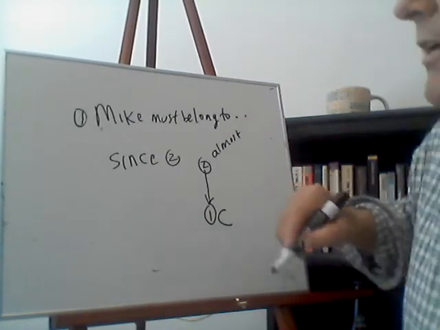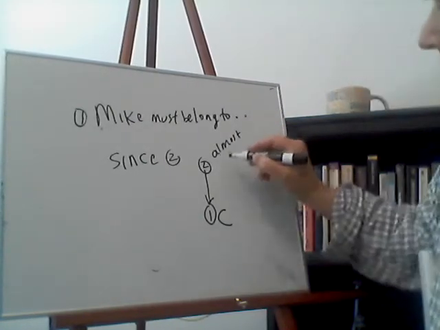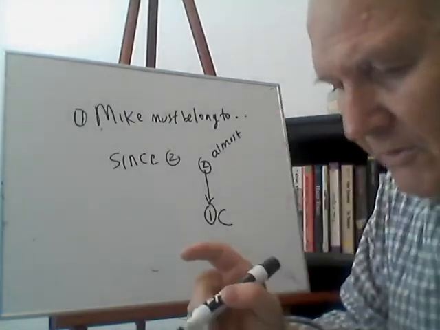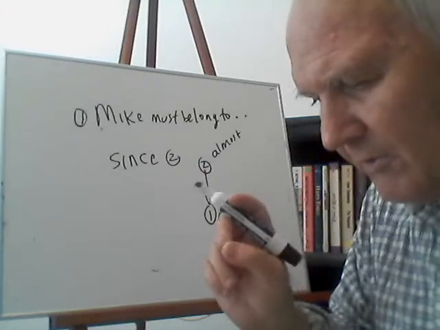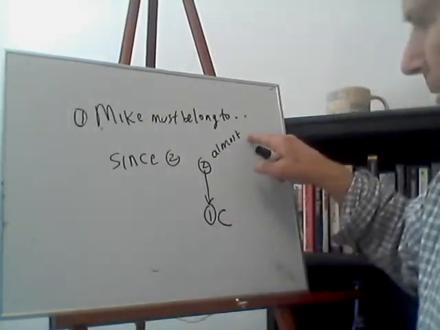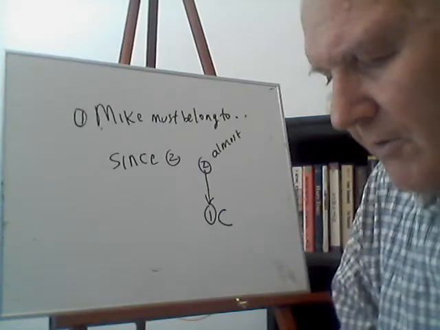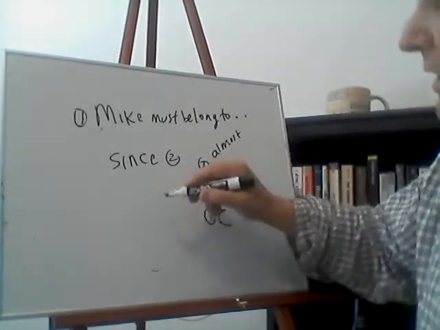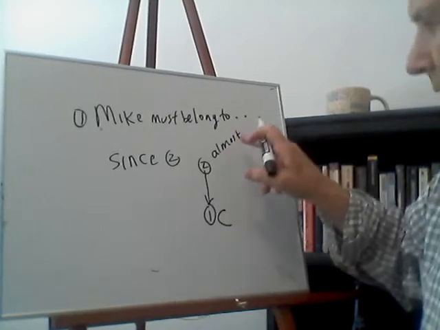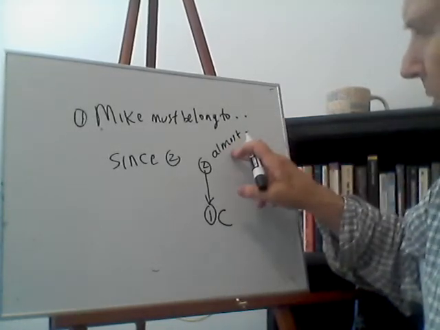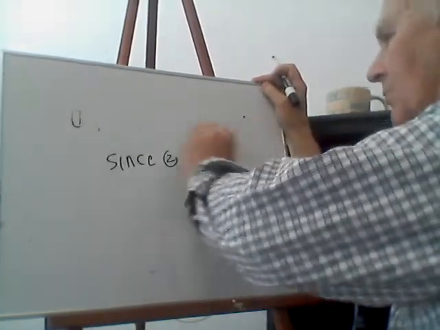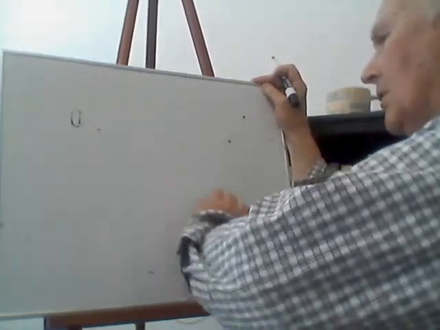So this is an inductive argument because it's at best probably the case that he will belong to the union since almost every Las Vegas bartender does. This is an inductive argument. If the almost was not there, then it would be deductive. But the almost tells you that at best, probably. It's an inductive argument.